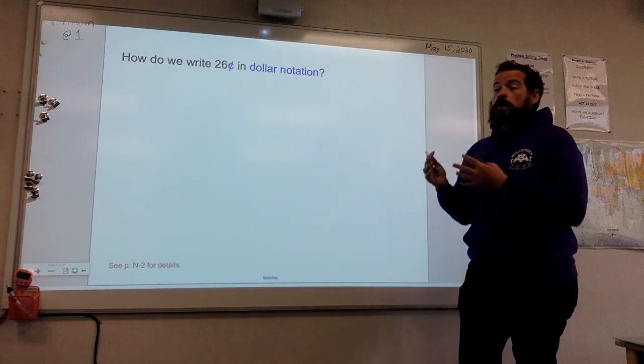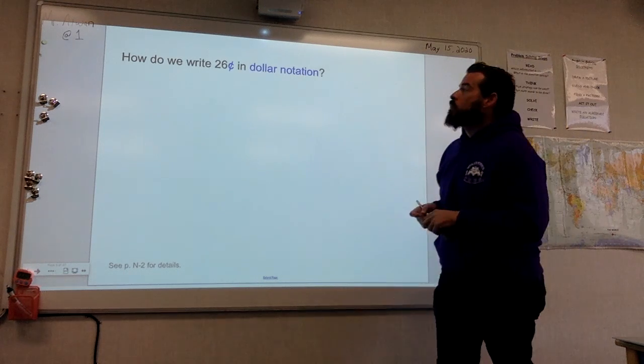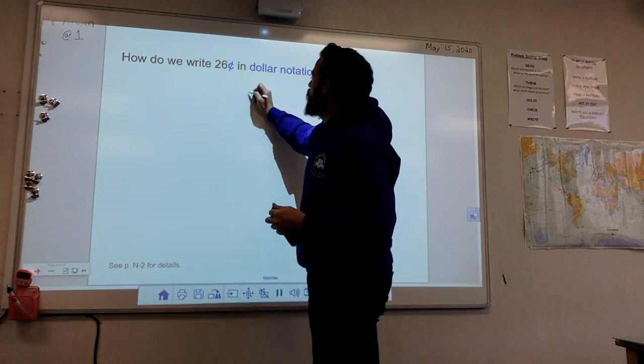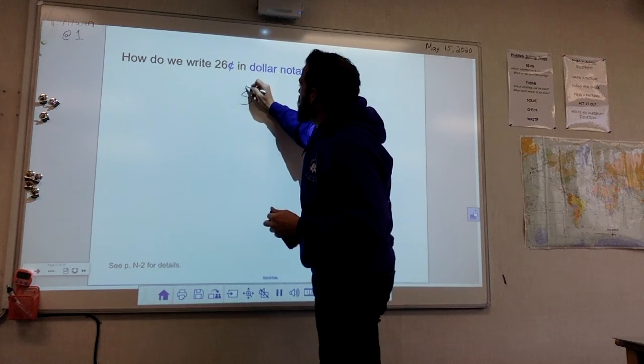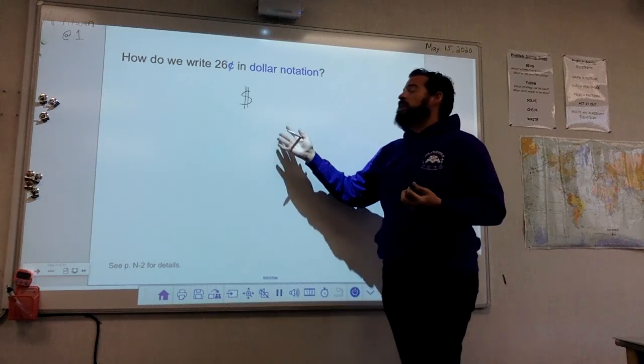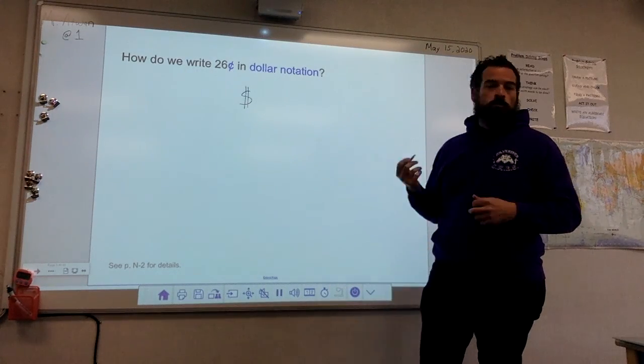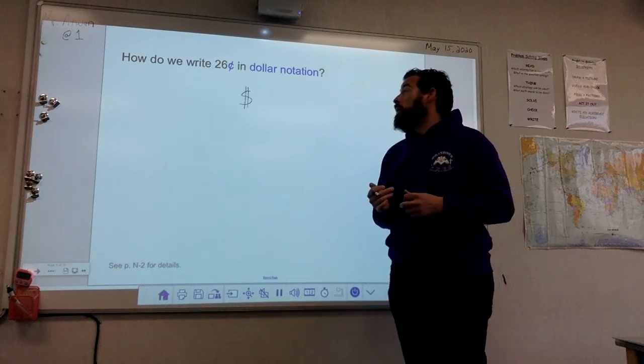So if we're writing it in dollar notation, the symbol for dollar is an S with a line through it. Some people write 2 lines through it. You'll see it a lot of times when it's typed with just 1 line. Usually I write 2 lines just to have it, but either way is correct.